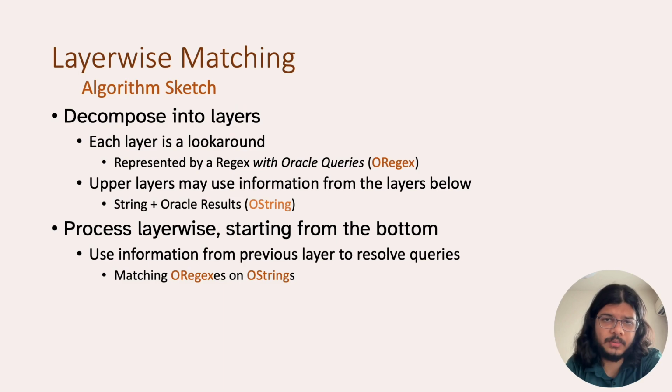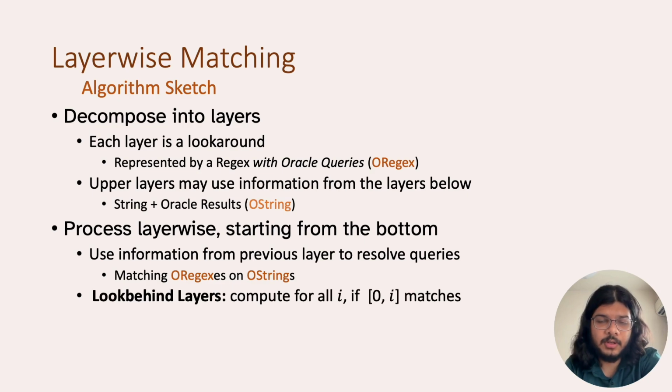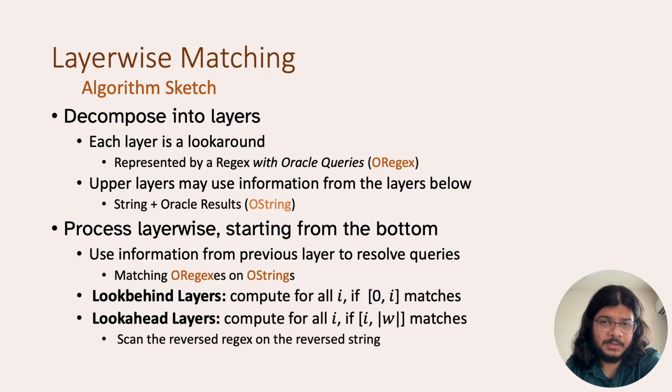Thus, the main workhorse of the algorithm involves matching O regexes on O strings, and we do this in a layer-wise manner starting from the bottom, using information from the previous layers to resolve the oracle queries. For the layers with look behinds, we wish to know for each i if the window from 0 to i matches, and this is done with a simple linear scan. For the layers with look aheads, we wish to know if the window from the current position to the end of the string can be matched. It is possible to obtain this information using a single linear scan. This involves scanning the reversed regex on the reversed word.